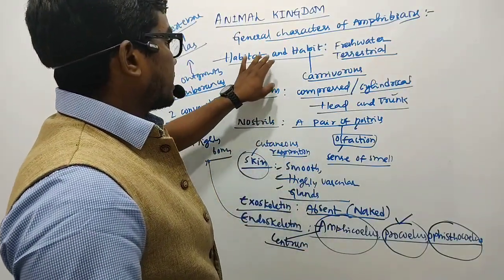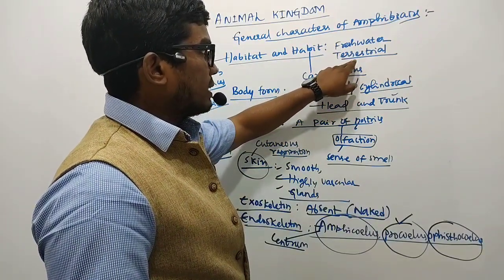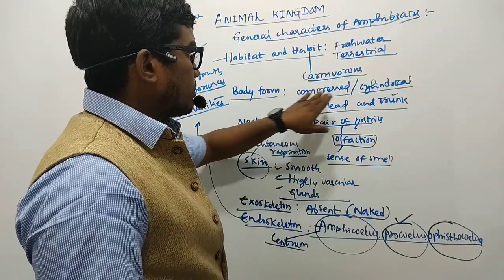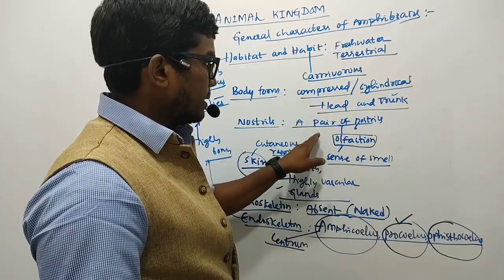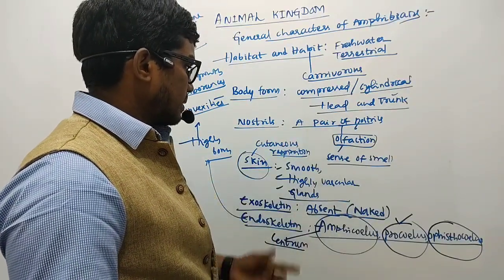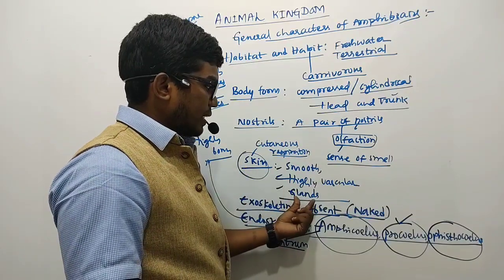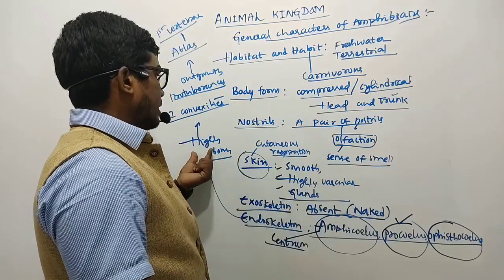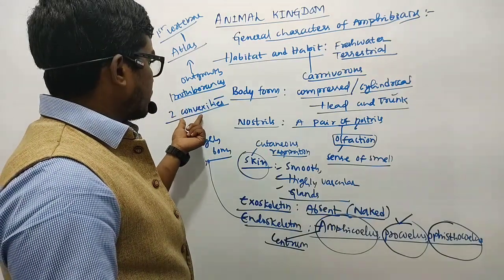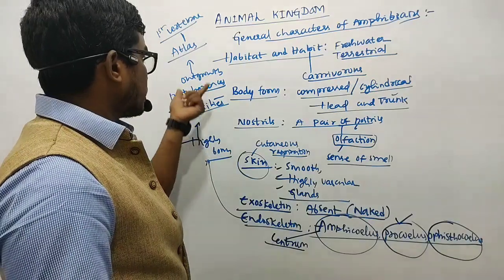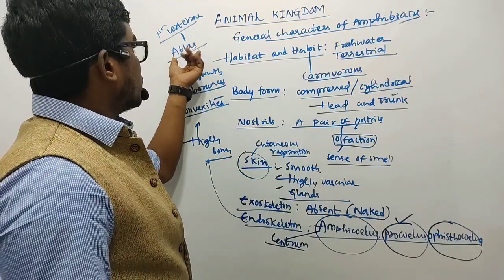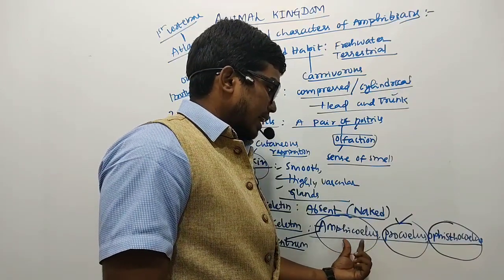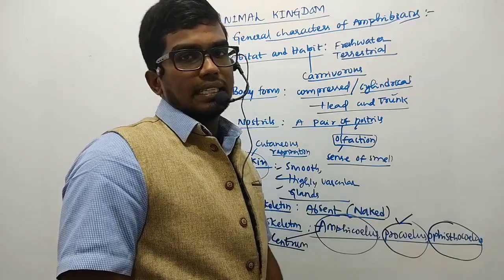So till here, what are the characters we have discussed? Their habitat is freshwater or terrestrial, especially moist regions. Their habit is carnivorous. Their body is cylindrical or compressed, having head and trunk. For olfaction, they have two nostrils. For cutaneous respiration, skin is present, and glands are also present in the skin for secretions. Exoskeleton is absent, endoskeleton is bony, and the skull is attached to the first vertebra through two protuberances or convexities. So they are attached to the atlas, which is the first vertebra. Remember, the vertebrae can be in three forms: amphicoelous, procoelous, or opisthocoelous.